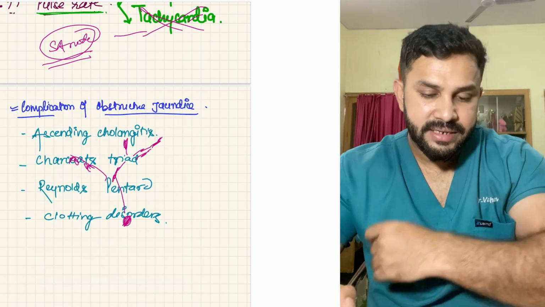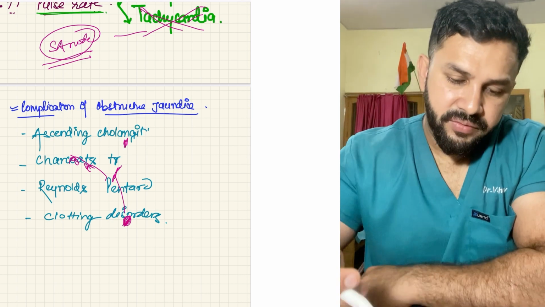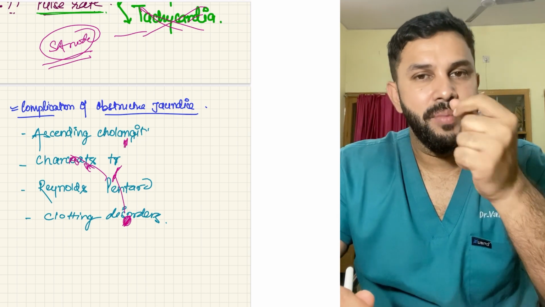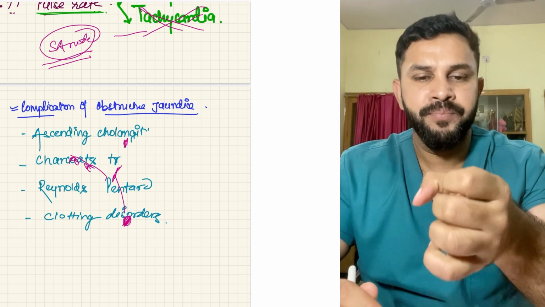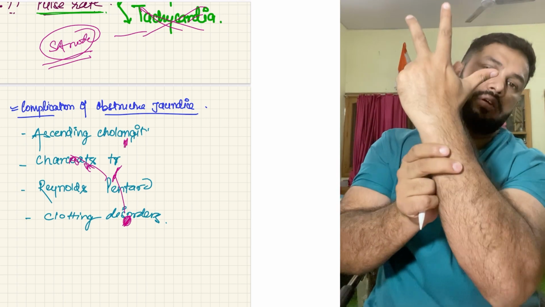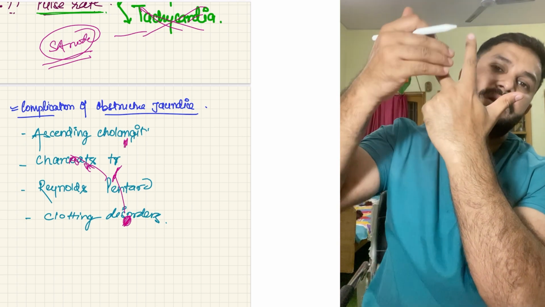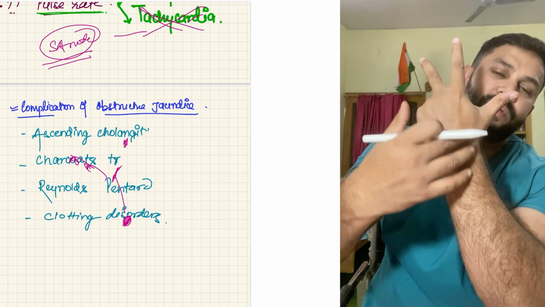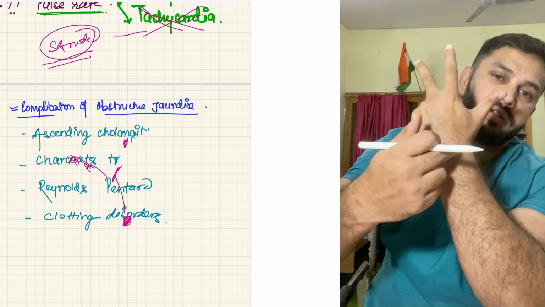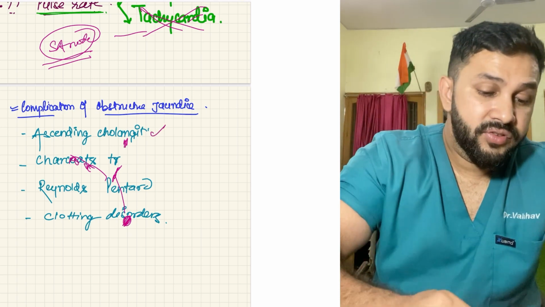So what is ascending cholangitis? Ascending cholangitis means there is infection from the duodenum into the bile. With bile stasis, this is the right hepatic, left hepatic, common hepatic, cystic joining, and this is the common bile duct. Here it is blocked, and bile is absorbed from this side. If infection occurs from the duodenum or the infected bile, it will go upside. This is called ascending cholangitis.